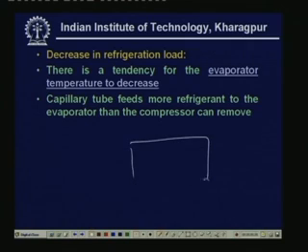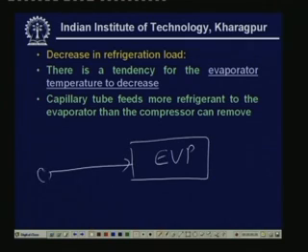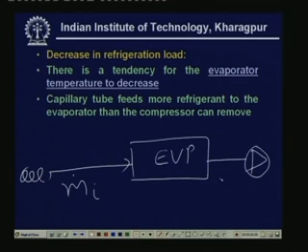Again you have the evaporator here, the capillary tube is here, and you have the compressor on this side. The capillary tube feeds more refrigerant, which means more refrigerant enters and less refrigerant leaves. That means now m dot O is less than m dot I, so the refrigerant gets accumulated in the evaporator. This effect is exactly opposite to what happens when the load increases.